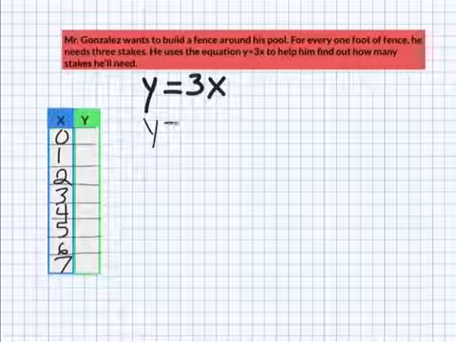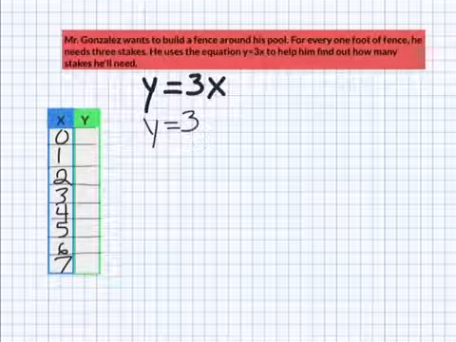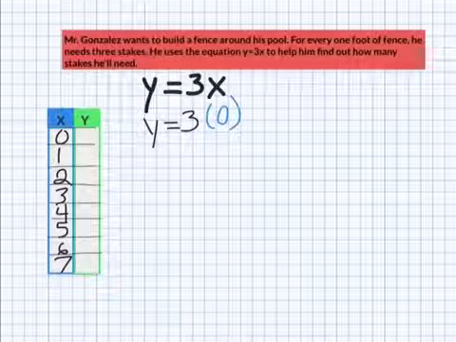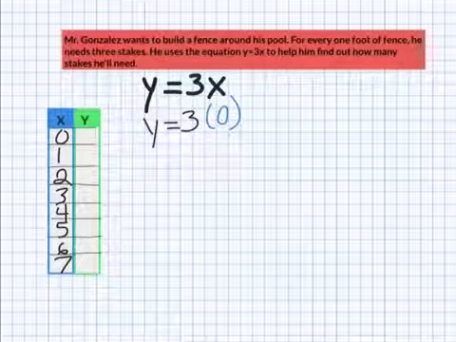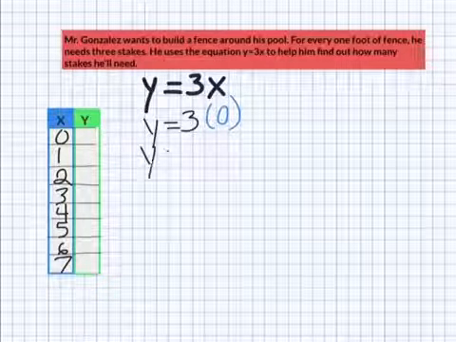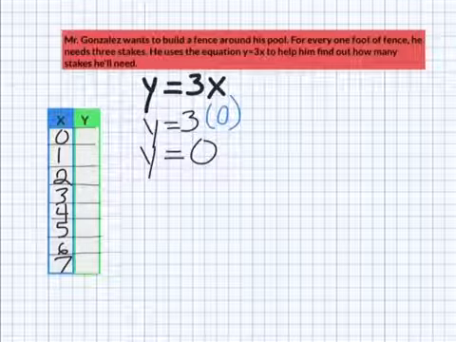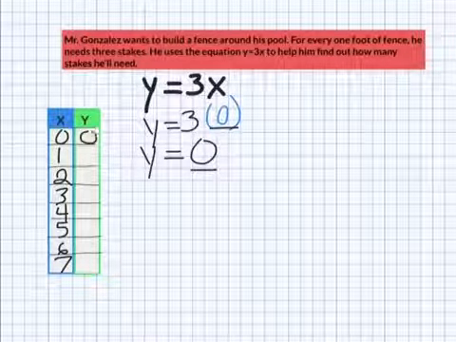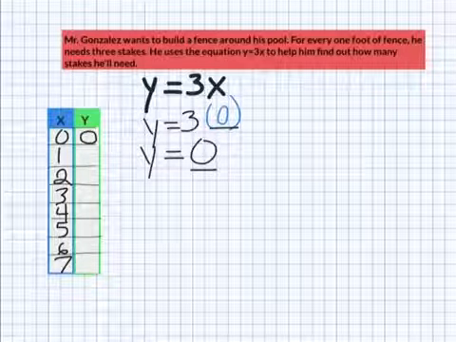So let's see, what will y be equal to when x is equal to 0? Well, when a number is touching parentheses, it means we need to multiply. So 3 times 0 is going to equal 0. So when x was equal to 0, y is also equal to 0. So now I can fill that in my table.